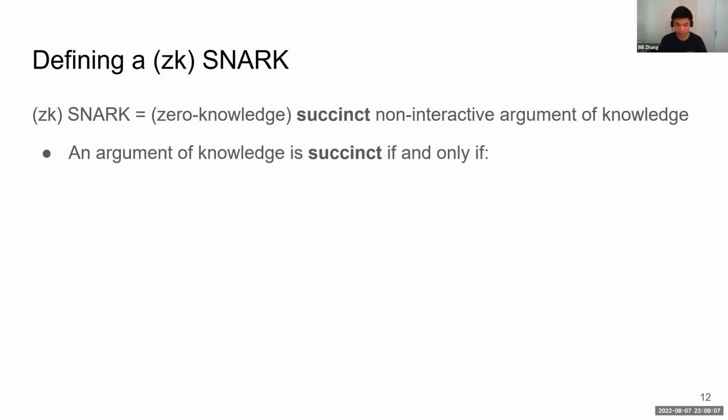Then we get to some runtime properties, which is the part that makes a SNARK hard. A SNARK is difficult because it has to be very short and succinct.